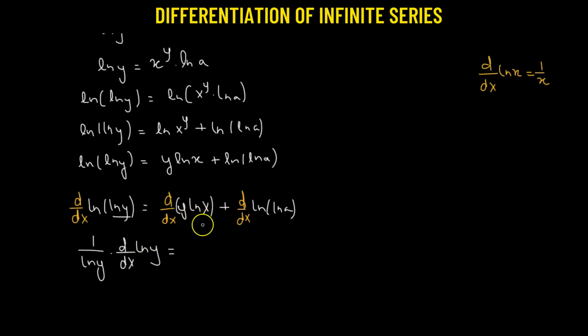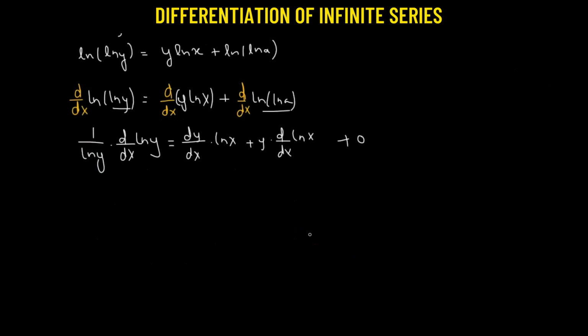which will be equal to, so here we have to take the product rule. So this will be derivative of y with respect to x times log of x plus y multiplied by derivative with respect to x of log of x. Now we don't have to worry about the second term because here we have log of log a, which is a constant, and its derivative with respect to x will be simply 0. We have plus 0. Fine.